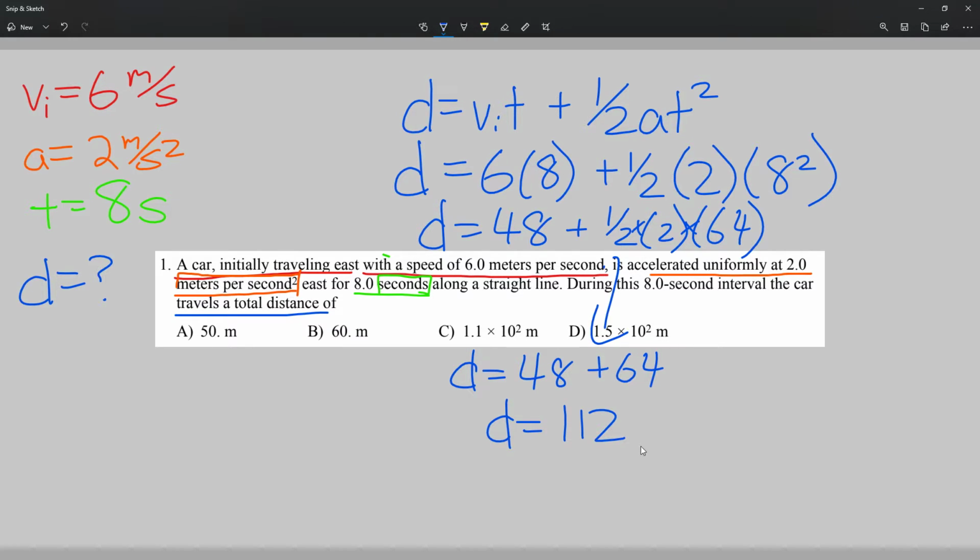But what you can do is convert this number to scientific notation. Right? We put a decimal here, we move it over 2 spaces. Because we moved it over 2 spaces, our exponent for the power of 10 is 2. And so the answer here is C. All right?